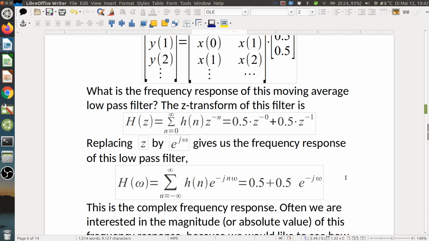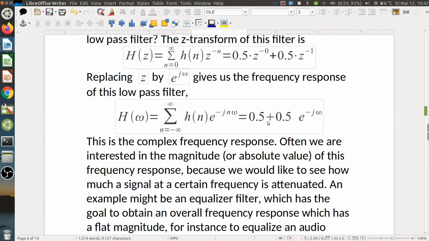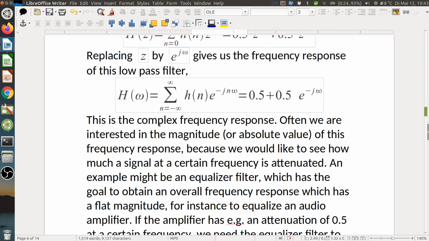Right. And when we plug in the coefficients, here z to the 0 still remains 1, and here we have 0.5 times e to the j minus j omega. So this now is really a simple expression which we could directly plot in Python. So this is now the complex frequency response, and you can see that it's complex because e to the minus j omega is complex valued in general.